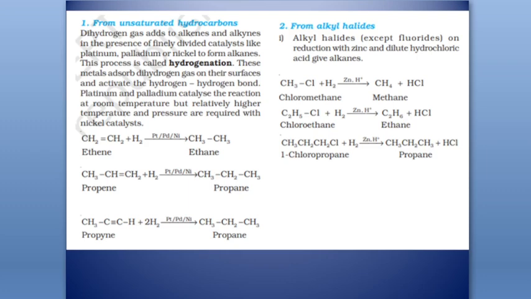From unsaturated hydrocarbons we can prepare alkanes. If we reduce them with hydrogen in presence of platinum, palladium or nickel, ethene will be converted into ethane. Propene will be converted into propane. Propyne will be converted into propane. So it is full reduction or hydrogenation.